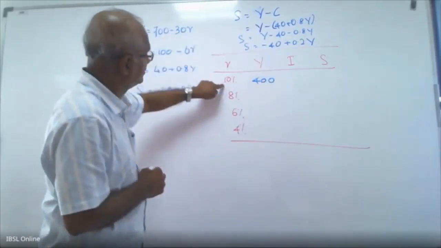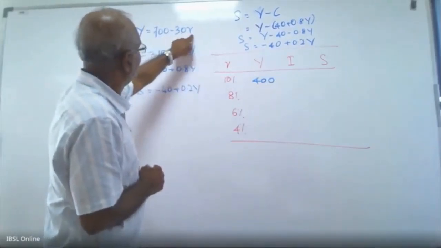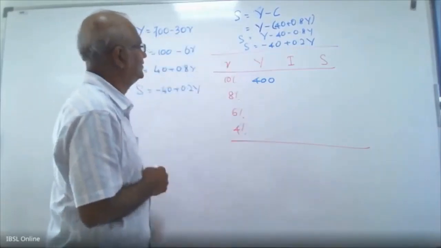R is 10. 30 into 10 is 300. 700 minus 300 is 400. Investment.